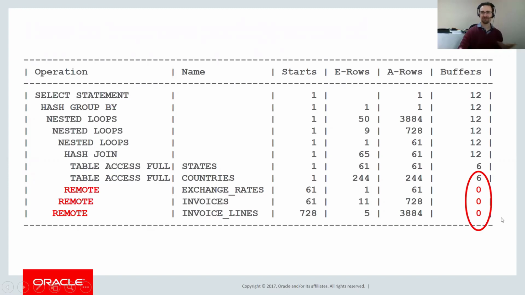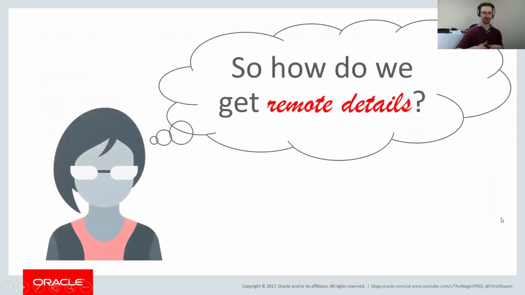Okay, so how do we solve this? We've got this plan and we're missing a whole bunch of information. So how do we get this information? How do we figure out what queries are going to be executed on the remote database, and how will we find out how much work they're doing? So this is a 2-stage process. The first thing that we're going to need to do is actually see what the query is that's executed on the remote database.